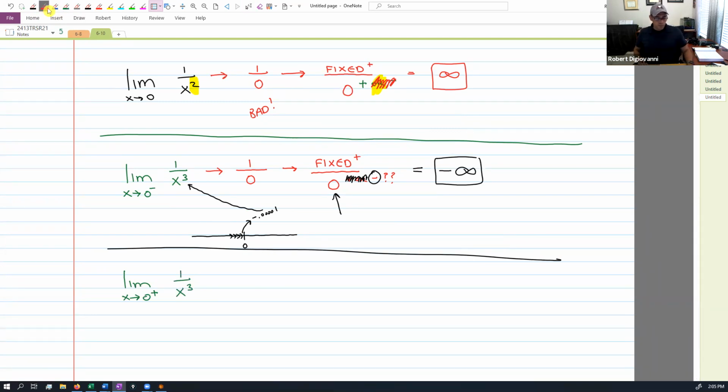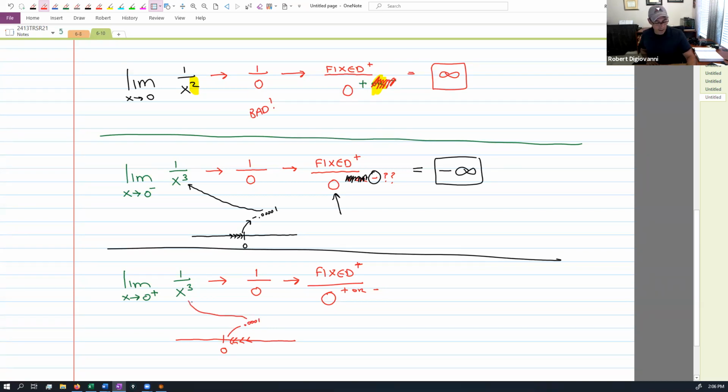So I would go through this. I say, okay, top is headed to 1, bottom is headed to 0. Okay, that's a fixed number, positive over... On the bottom, I'm headed to 0. I need to figure out if it's plus positives or negatives. I am on the number line. Here's 0. I'm coming in from the right this time. An example of a number to the right of 0 would be 0.0001.